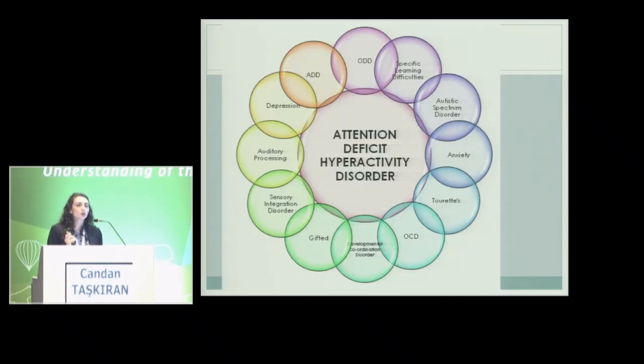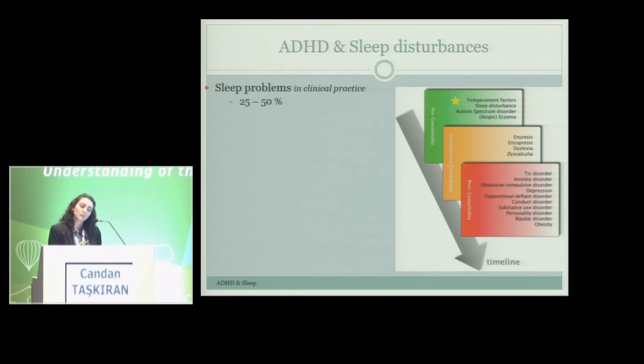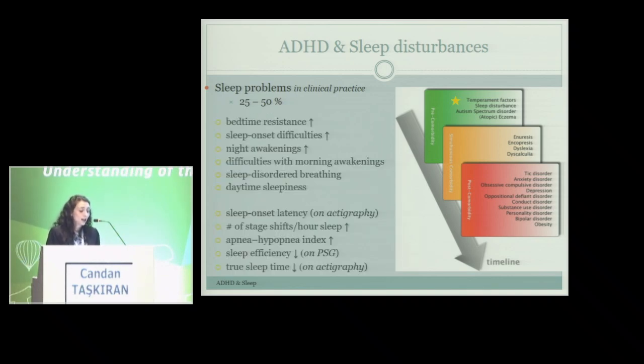ADHD is one of the most commonly observed problems in the clinics. Sleep disorders are commonly observed as well. Although it was mentioned in the literature as 10%, in our clinical practice, sleep problems emerge in 25 to 50%. What do we see? Bedtime resistance, sleep onset difficulties, night awakenings, difficulties with morning awakenings, sleep disordered breathing, and daytime sleepiness are among the sleep disturbances that we have encountered through subjective family feedback.